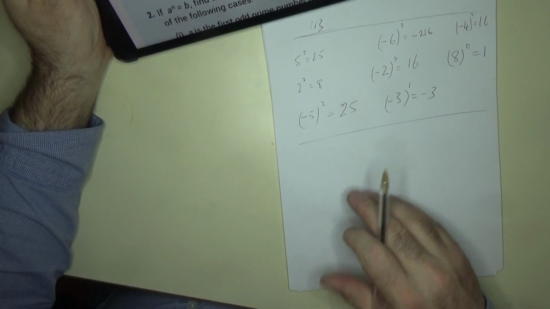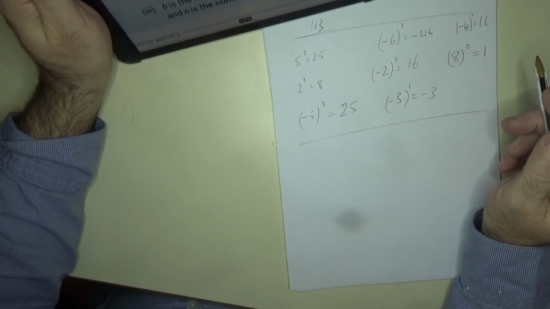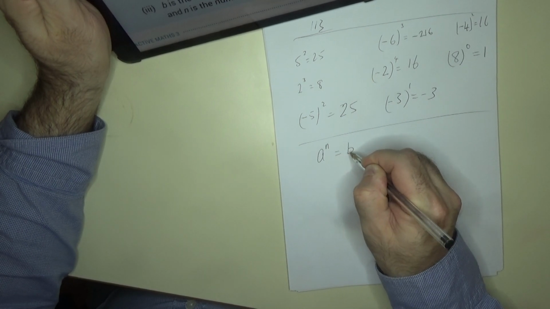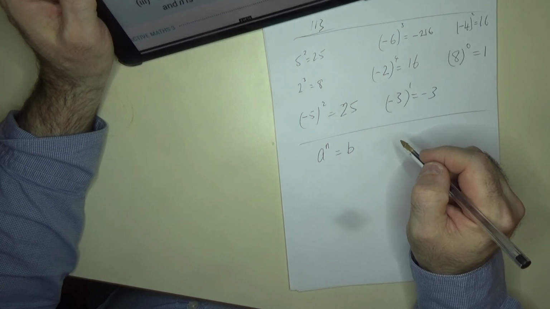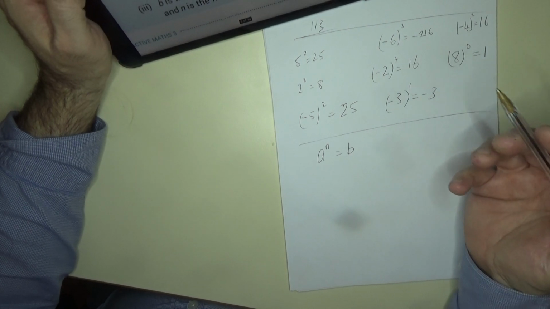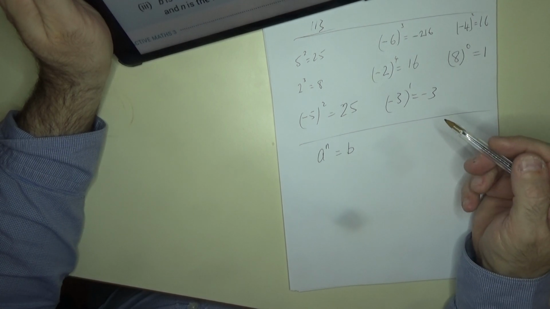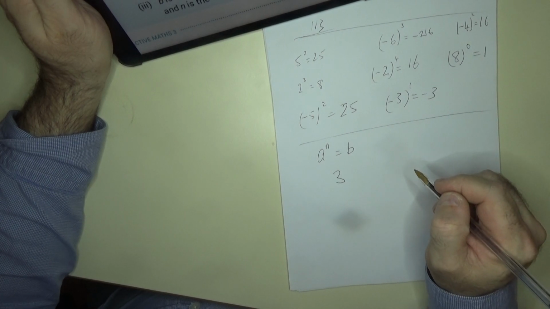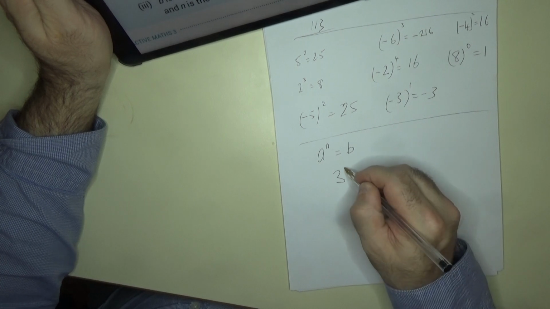Okay. Now moving down to question 2, we have, assuming that a to the power of n equals b, find the values of a, b, and n in each of the following. Okay, let's try and figure out what they're on about here. A is the first odd prime number, that's 3, and n is the number of faces on a die, that is 6.